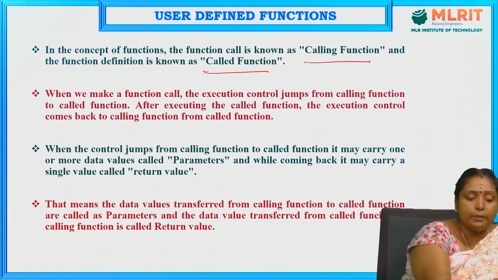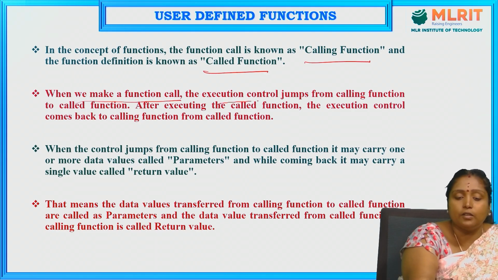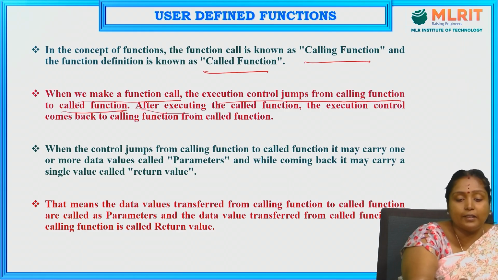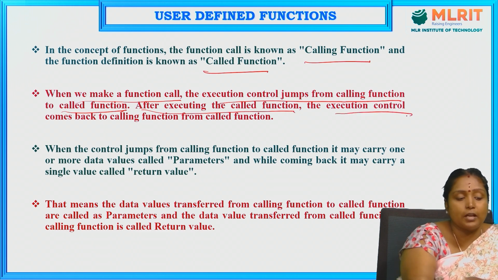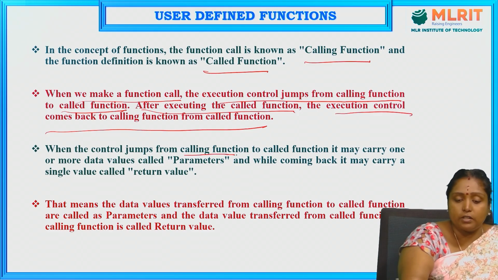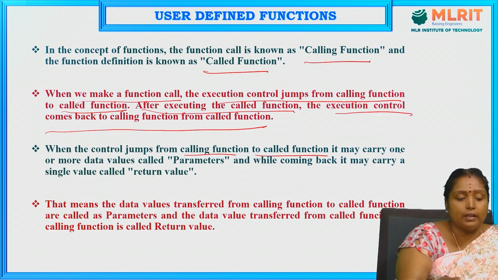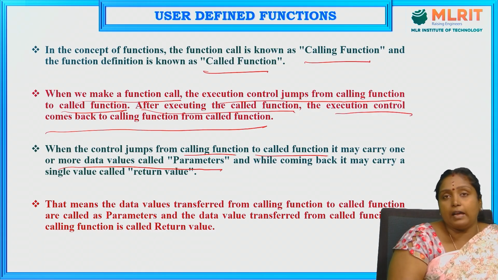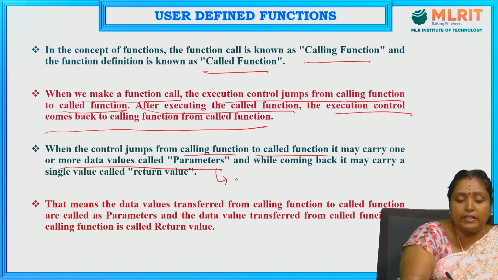When we make a function call, the execution control jumps from the calling function to the called function, and after executing the called function, the control comes back to the calling function. When the control jumps from the calling function to the called function, it can carry some data values, which we call parameters, or arguments also.